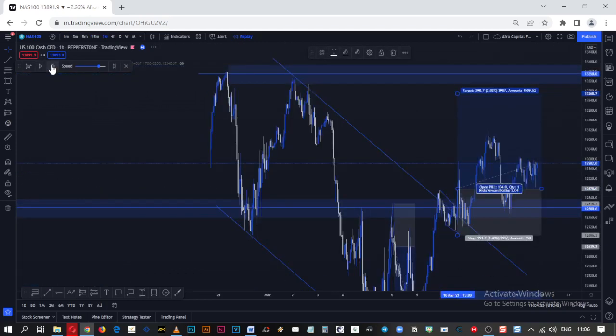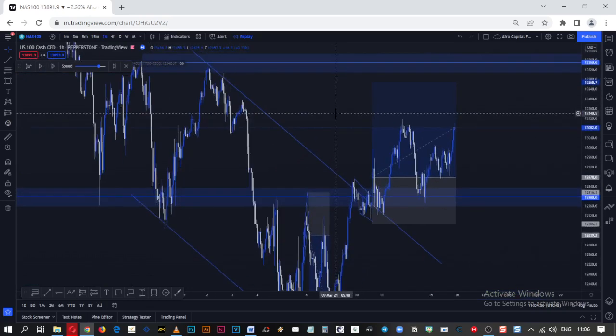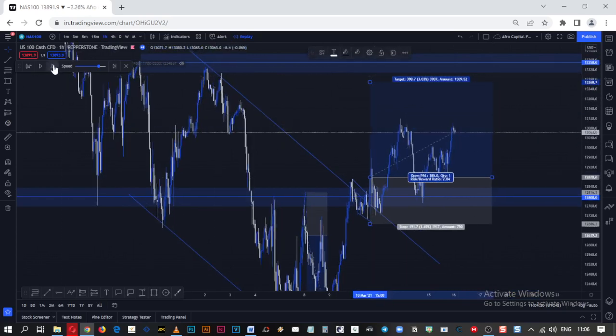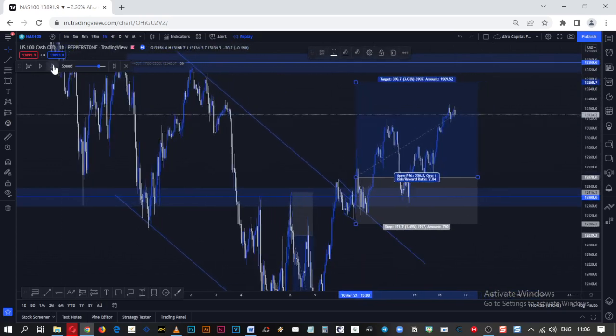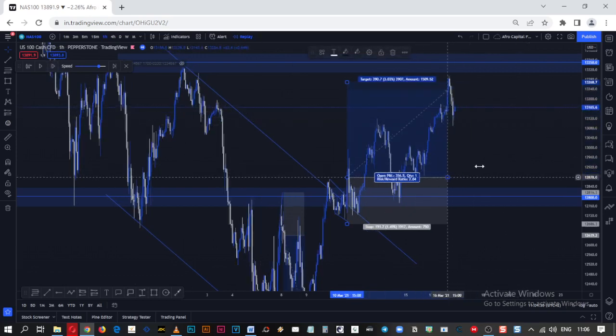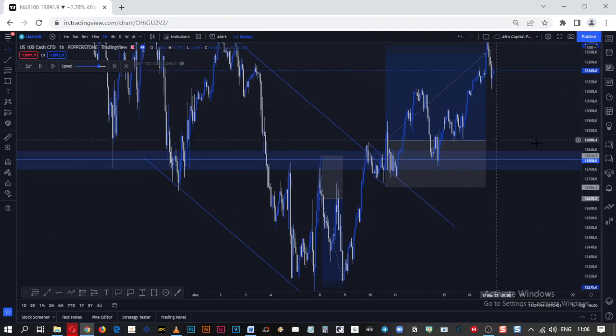This could be taking a while. Let's just switch it up a little to 1 hour, trying to save time. Boom. We have hit our take profit once more.